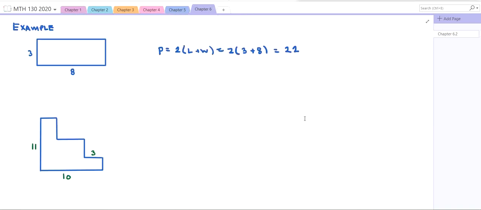All right, let's try a little more complicated one. What's the perimeter here of this polygon? Well, it looks like we're missing information. So can we solve this polygon? Well, why don't you take a second, see if you can solve this, and I'll do it. Okay. If we're a little clever, we can use the formula for a rectangle to solve this.